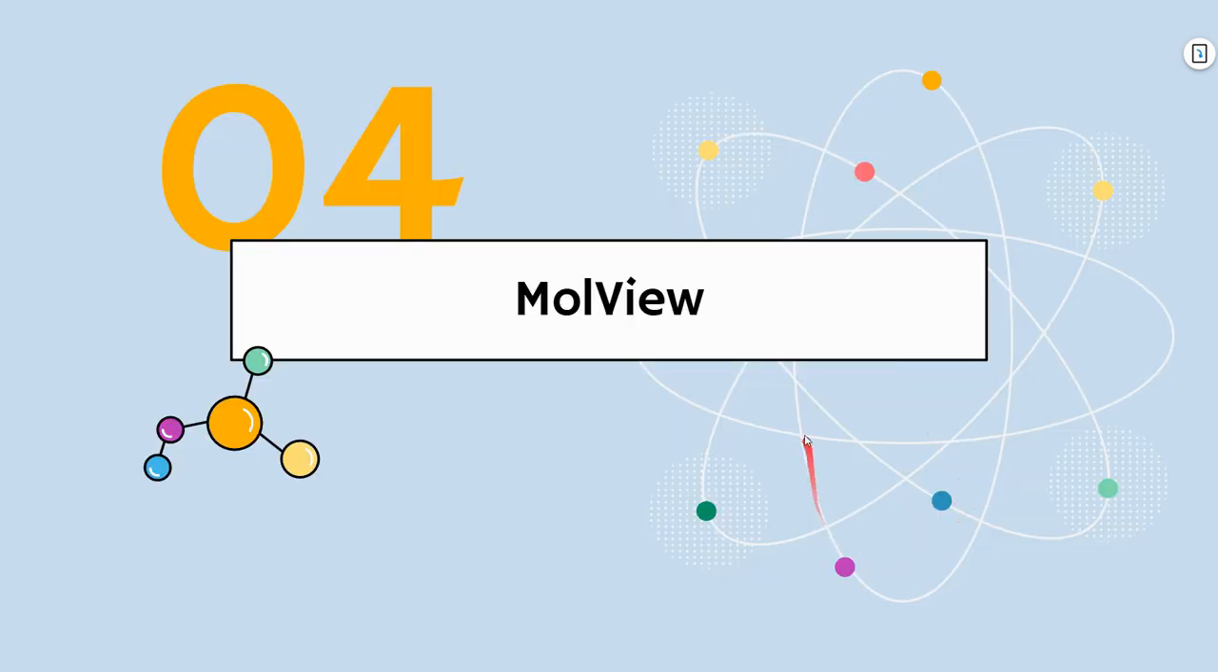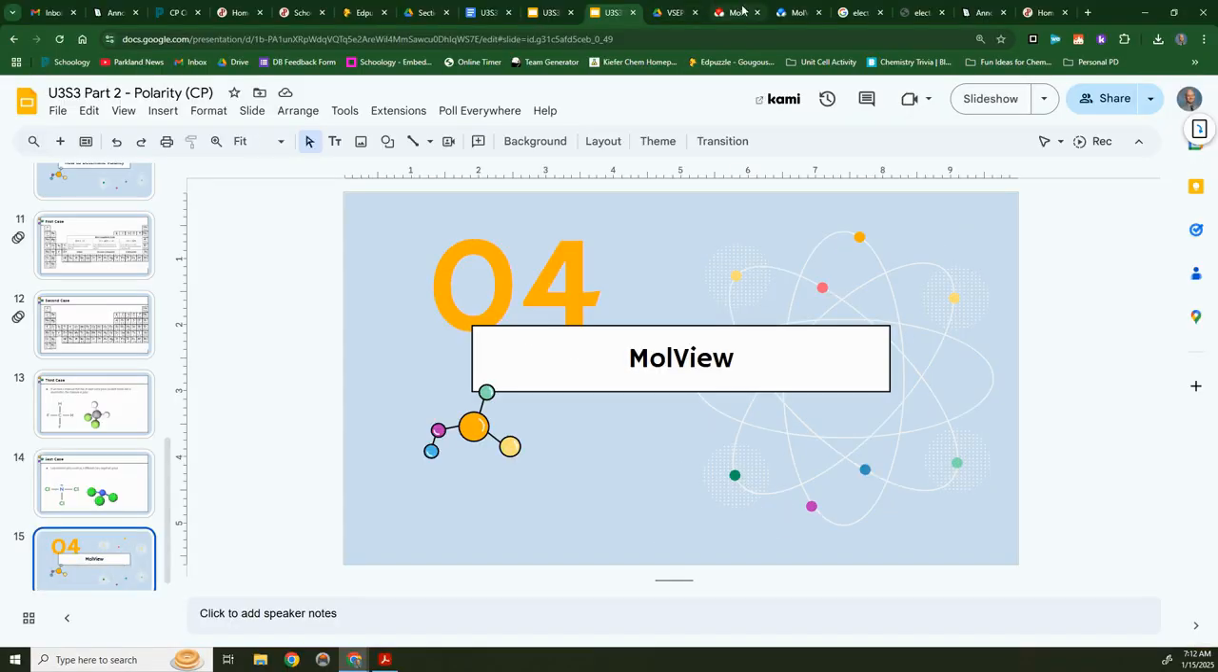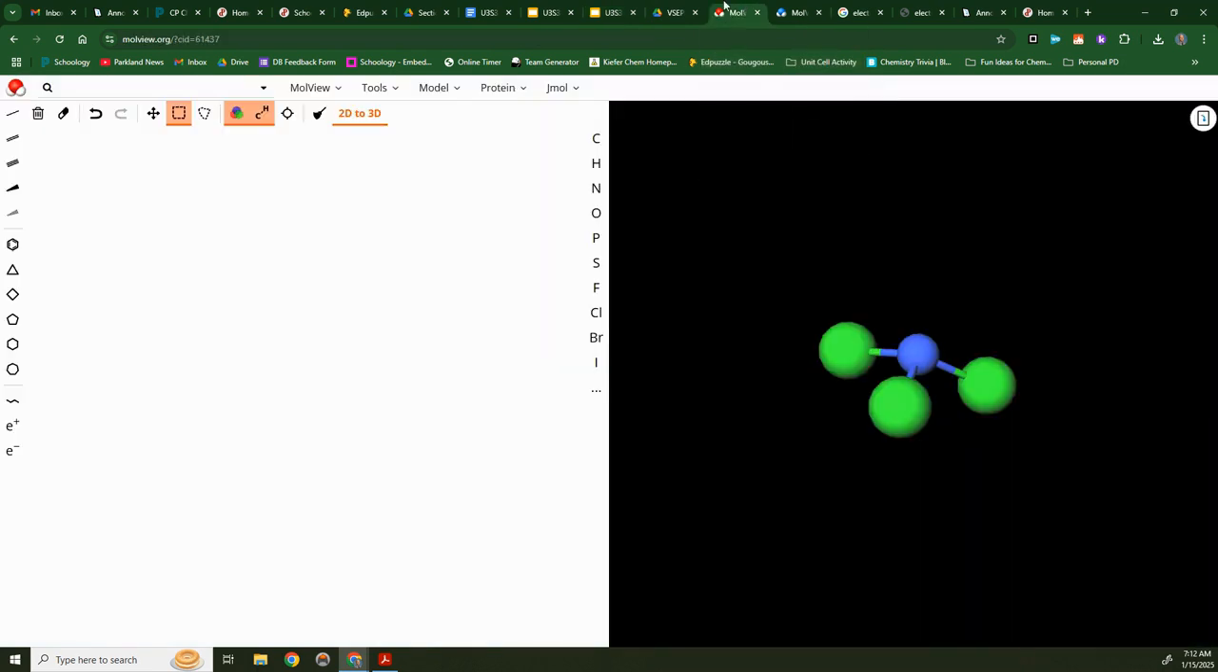Really quickly, let's go through MolView. This is a software that can help you see polarity. This is going to be the older version of MolView, which is in our current folder. Let's say I wanted to make a molecule. I'm going to make one of the ones we saw in the examples. We'll do CF2H2.